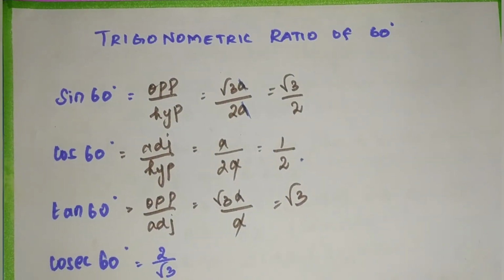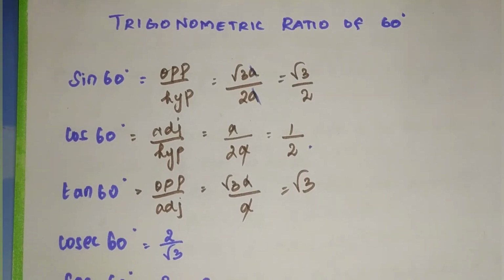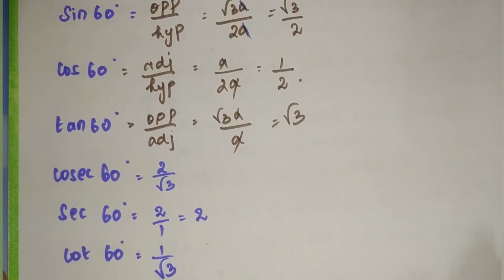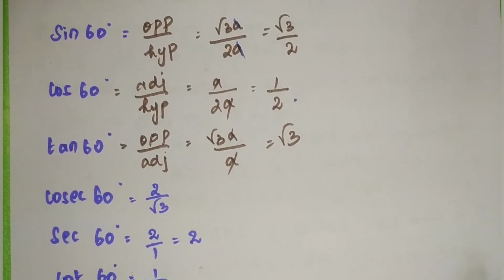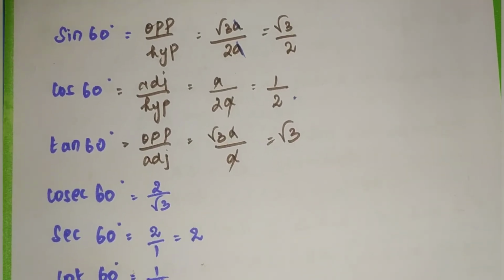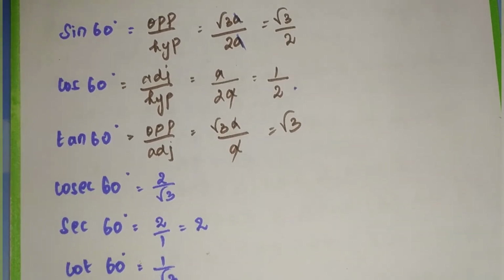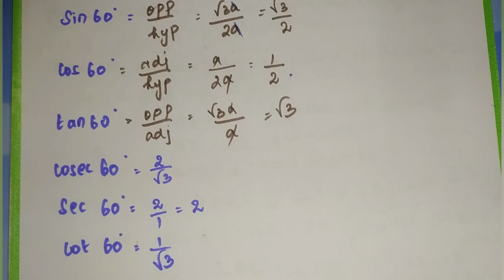So we found the values for 30 degree and 60 degree. For that, which triangle do we have to choose? First, you have to choose an equilateral triangle and we find the trigonometric ratios of 30 degree and 60 degree. Are you all clear, children? Thank you.